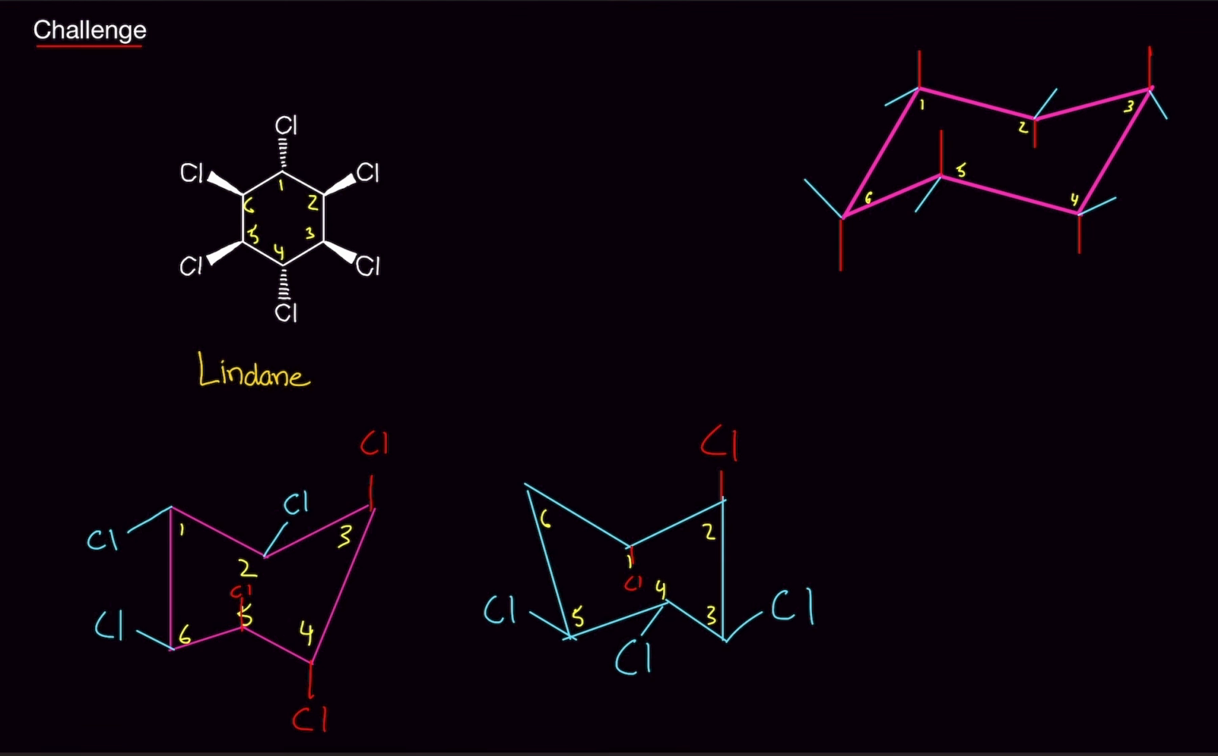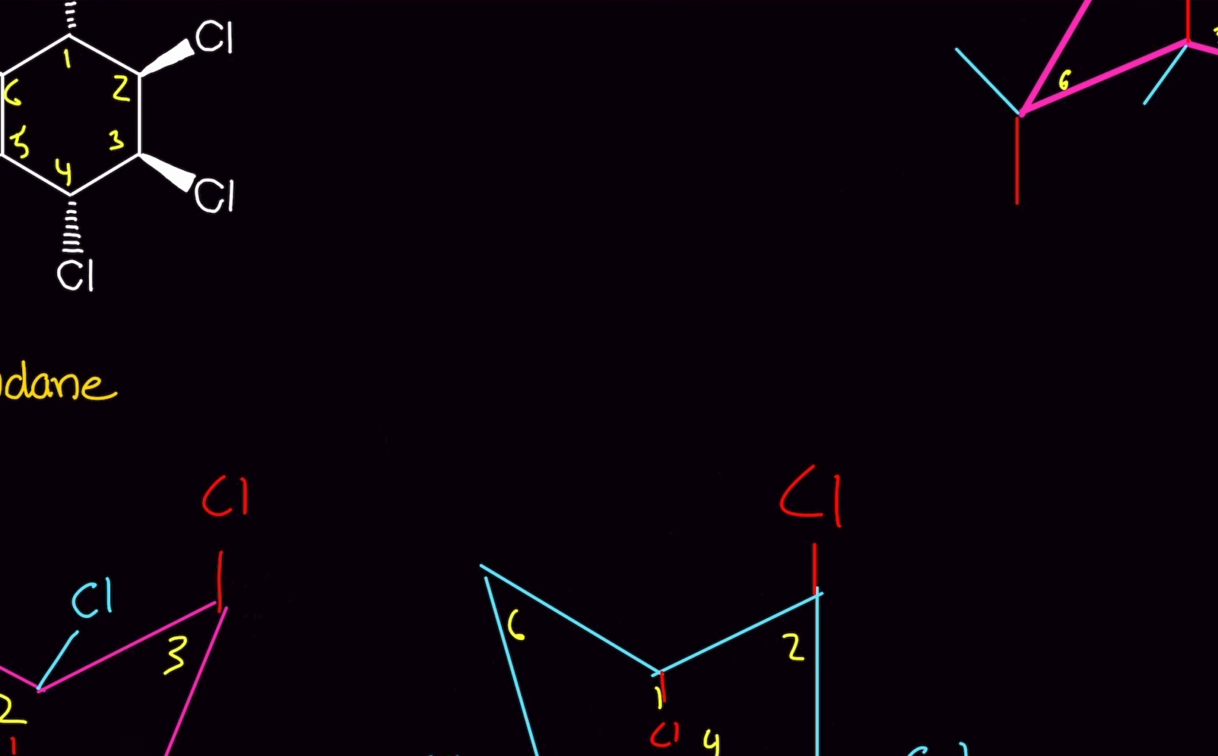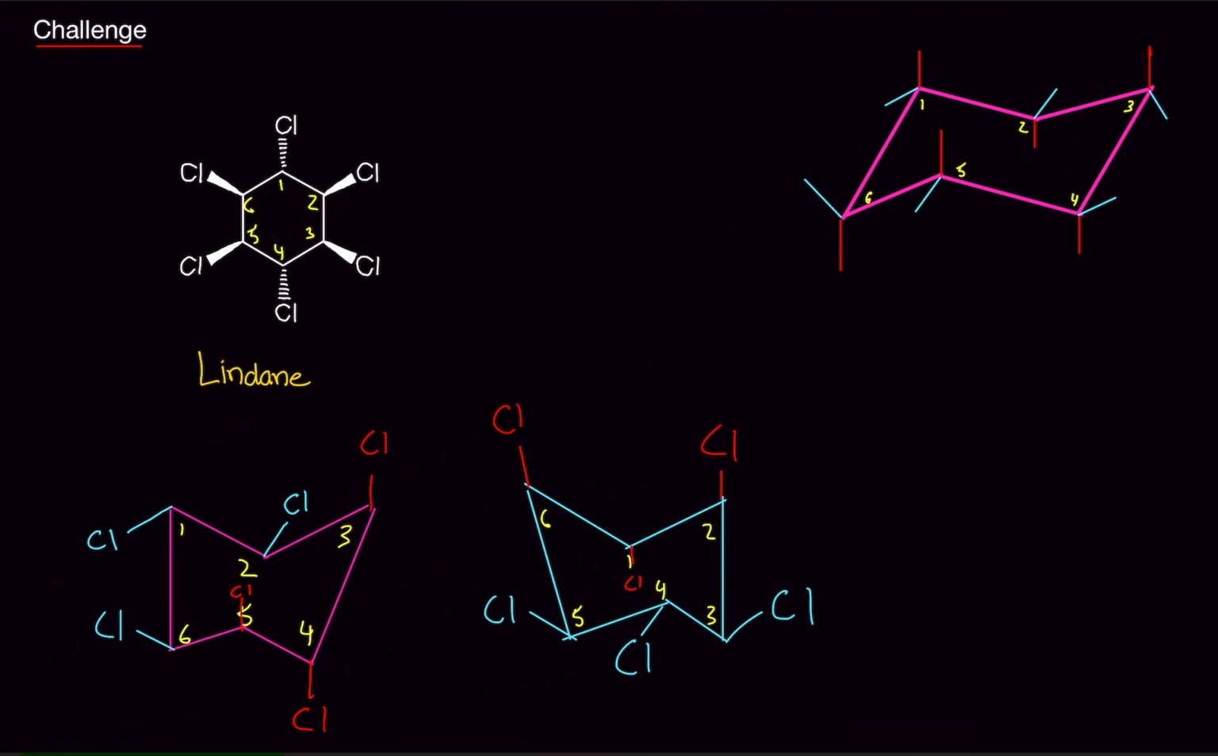Carbon number 6 is in the equatorial position. So we need to be on the axial position, and the axial position here, because it matches up here, aligns like that. It's going to be pointing up. And that's the ring flip.